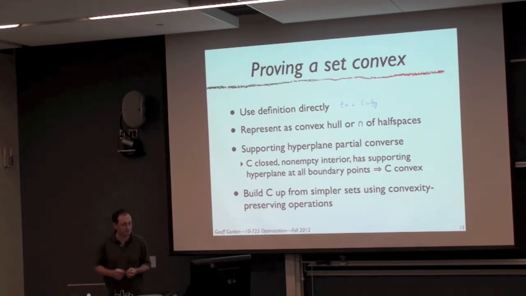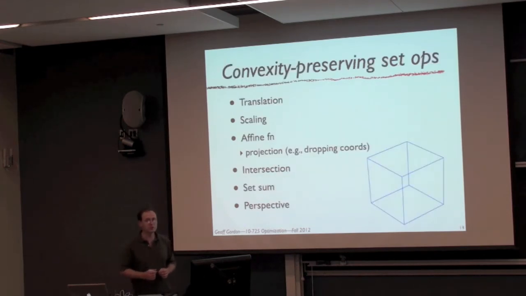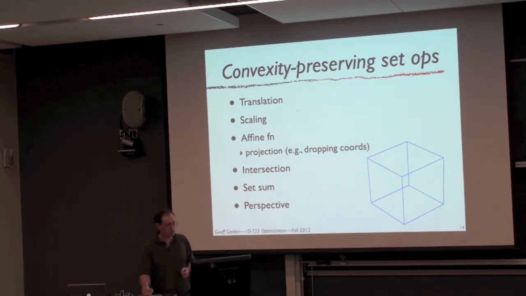But the way that's actually by far the most common is to take our set C and build it up from simpler sets by using operations that preserve convexity, right? So you take convex sets and you munge them together somehow using operations that preserve convexity, and then the result winds up being convex. So what are these convexity-preserving operations? Again, there's a complete list in Boyd and Vandenberghe, but I wanted to list some of the most important, right?